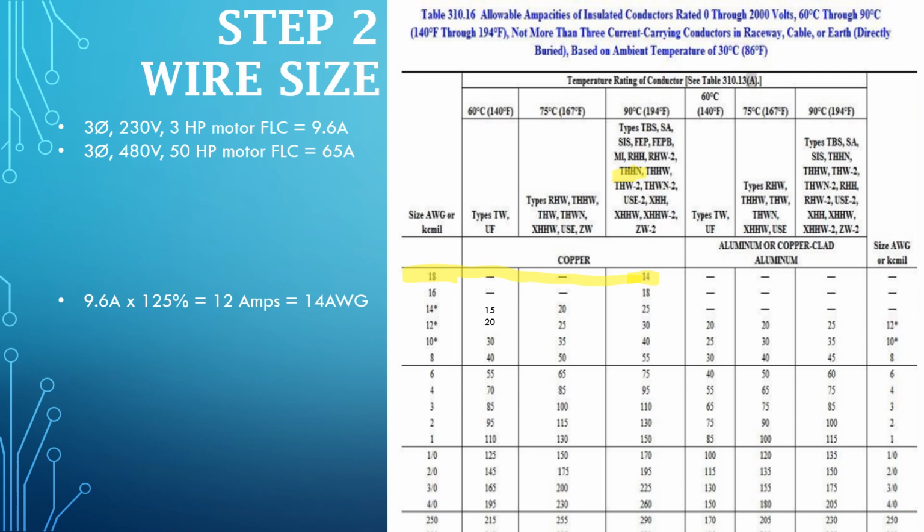We're not allowed to use this 90-degree column. Even if we're using THHN wire, when we're choosing our wire size, we are limited to the 60-degree column and the 75-degree column. If the amperage that we're working with is less than 100 amps, then we can use the 60-degree column, and if it is over 100 amps, then we can use the 75-degree column.